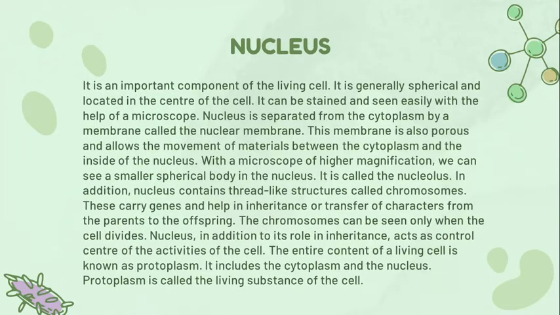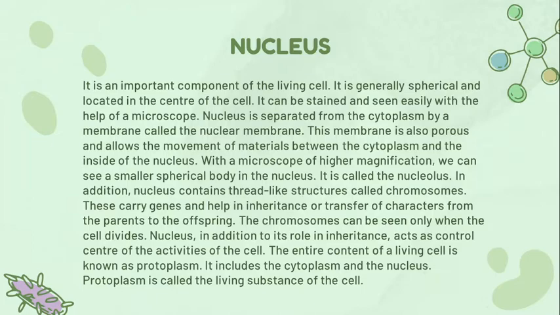Let's go into the next one, which is the nucleus. First we learned about the cell membrane, next the cytoplasm, and now the nucleus, a part of the cell. The nucleus is an important component of the cell. It is generally spherical and located in the center of the cell. It can be stained and seen easily with the help of a microscope. The nucleus is separated from the cytoplasm by a membrane called the nuclear membrane. This membrane is porous and allows the movement of materials between the cytoplasm and the inside of the nucleus.